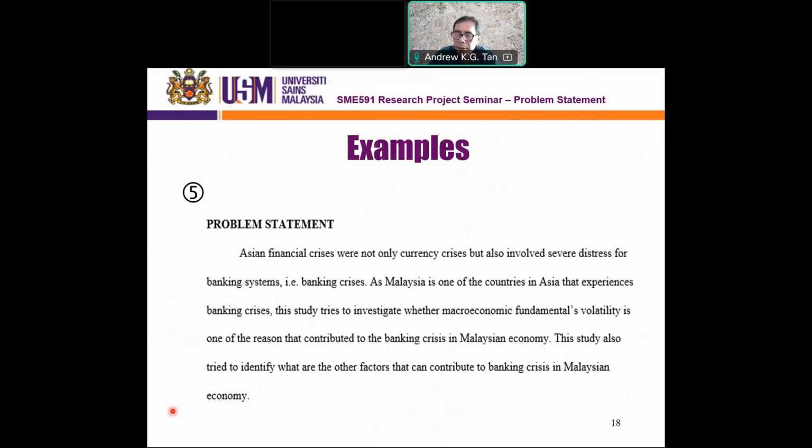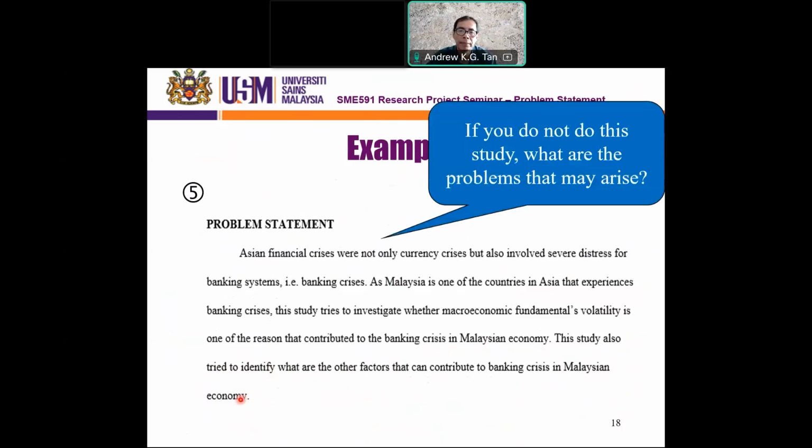Problem statement number 5. First, it's good in the sense that it is short, 1, 2, 3, 4, 5, 6 lines only, right? But here, I feel that it is looking at the objectives. This study also tried to identify what are the factors that can contribute to banking crisis in Malaysia. This sounds like an objective rather than a problem that may arise if this study is not being conducted.